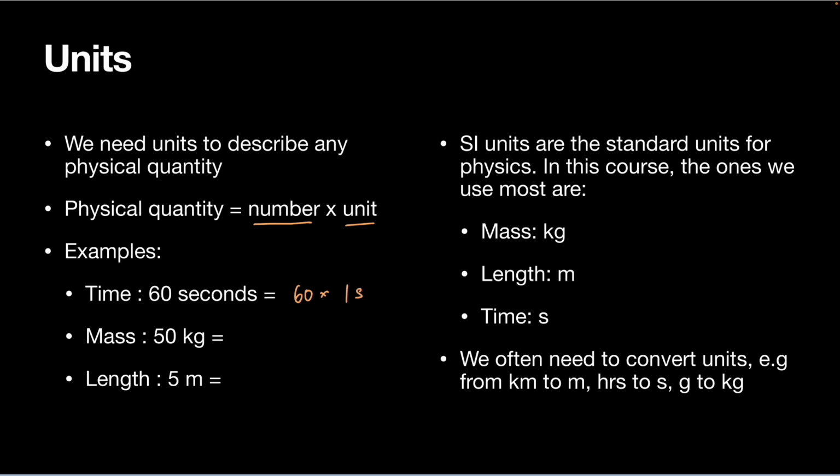Seems a bit odd to do this because it doesn't really seem like it means very much, but just bear with me. So 50 kilograms would be 50 times 1 kilogram, and in a major advance for humanity, 5 meters is equal to 5 times 1 meter. So we're breaking it down into a number of a base amount of the thing.